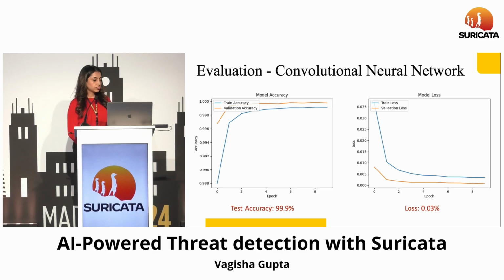Moving on, the convolutional neural network was the one which performed most accurately, because of course it's a neural network. The test accuracy came out to be 99.9%, and the loss was also very low, around 0.03%.